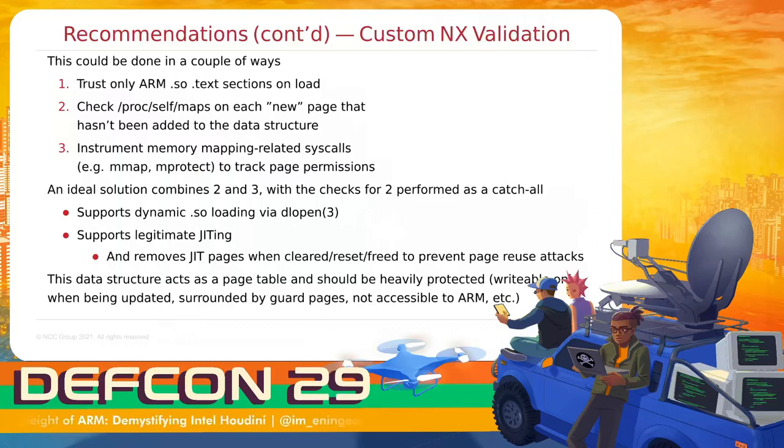Every time you do an mmap or mprotect, for example, it would add an entry into our data structure that keeps track of the page permissions. And just as a catch-all, we could check the memory map for new pages that are not already in there. And this has some good side effects: since we have a userland page table, we could now do dynamic library loading via dlopen, and we could also do legitimate just-in-time compilation. And of course, the used JIT pages should be properly cleaned up after usage to prevent page reuse attacks.